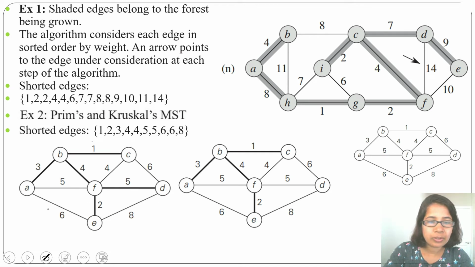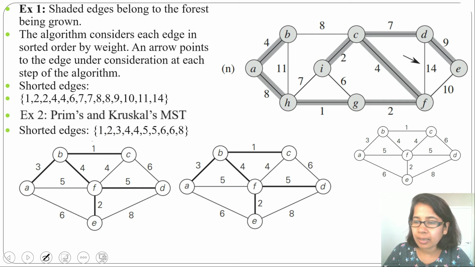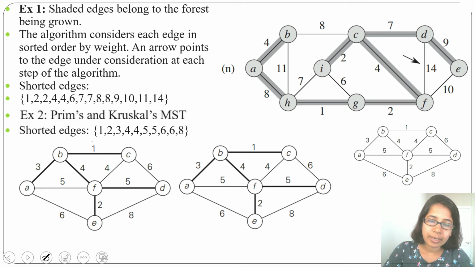In Kruskal's algorithm, 1, 2, 3, 4 are done. Next is another 4. If we choose this 4, it will form a cycle, so we'll skip it. Next 5. If we choose this 5, AF, it will form a cycle, so we'll skip it. We'll choose FD. In the graph, the number of vertices is 6, so in the minimum spanning tree the number of edges will be 5. We have already chosen 5 edges, so we'll stop here.